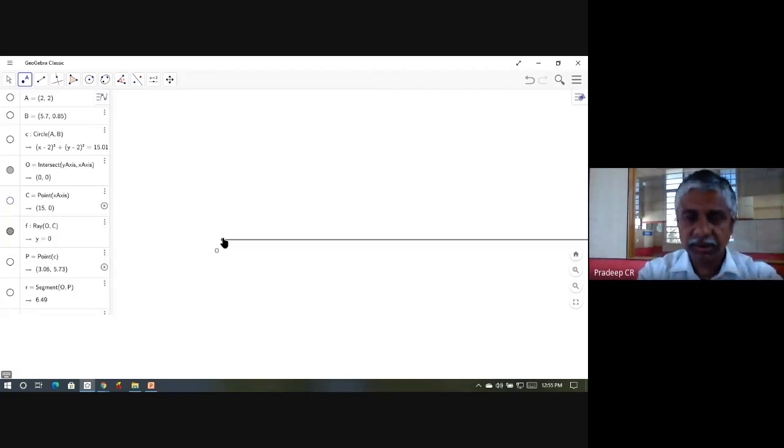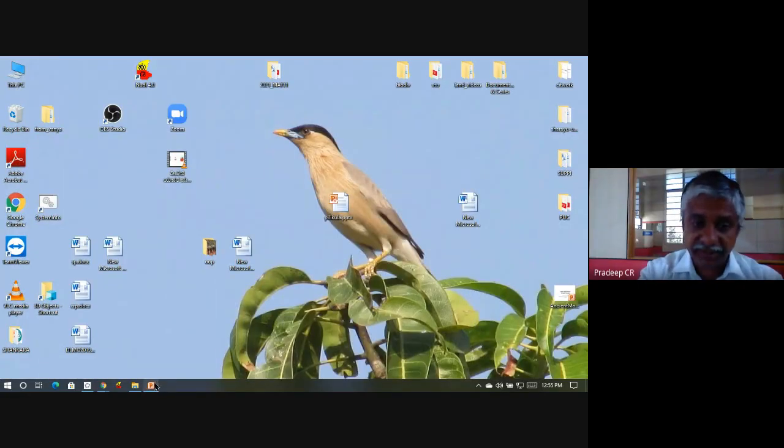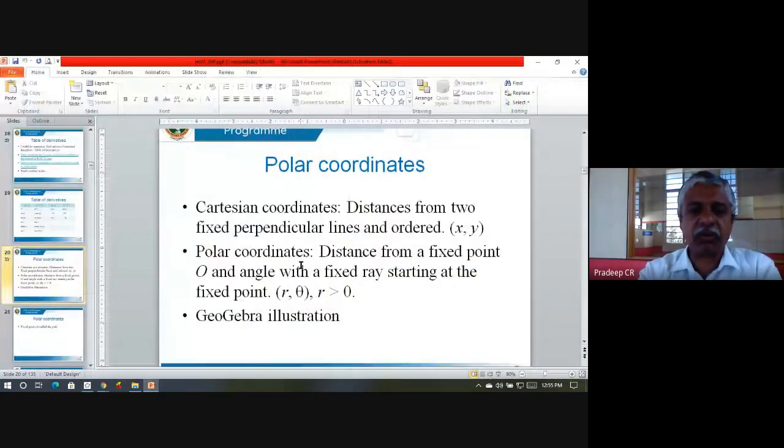It's like, in Kannada, what we say, guta or kamba. You keep this fixed and my point is moving all around this particular fixed point. And I will measure how much is the angle between this fixed line and wherever the point is. So that will give me polar coordinates. Polar coordinates means distance from a fixed point O and the angle with the fixed ray starting at the fixed point. And R is always greater than 0. Theta can be 0. Doesn't matter. If R is 0, it just comes down to the fixed point itself.